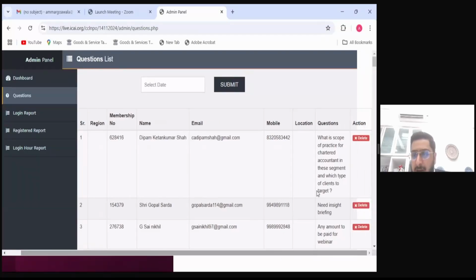The first question is, what is the scope of practice for a chartered accountant in these segments, and which type of clients to target? See, basically, clients to target is very difficult for us. We should first make a name for ourselves. That is what I understand. We should make a name for ourselves in FEMA.